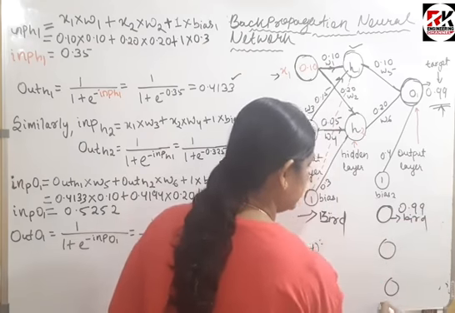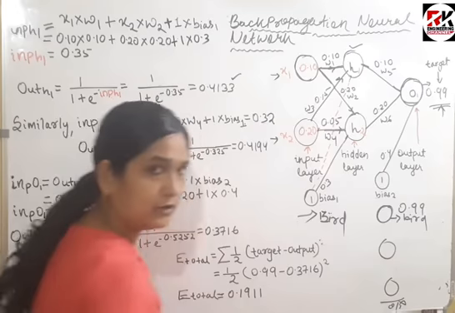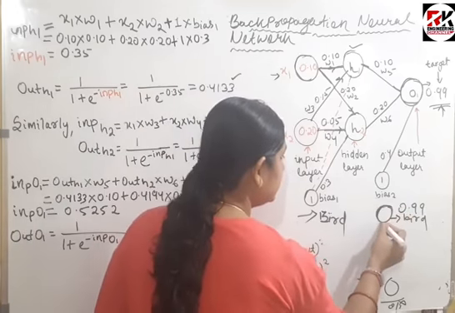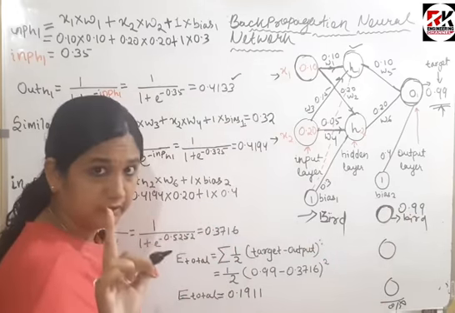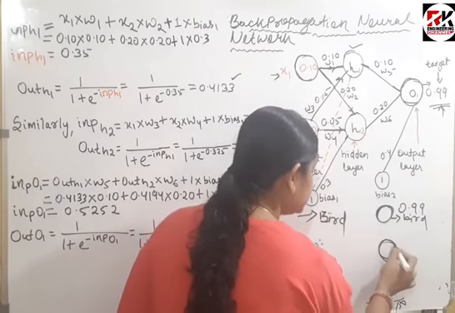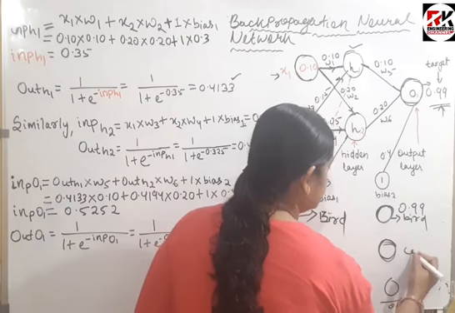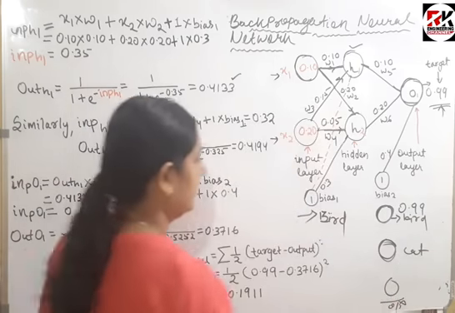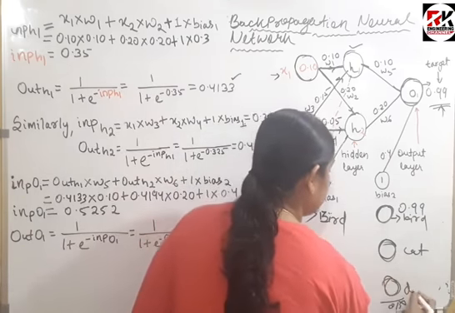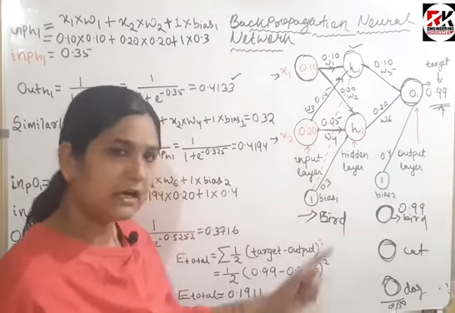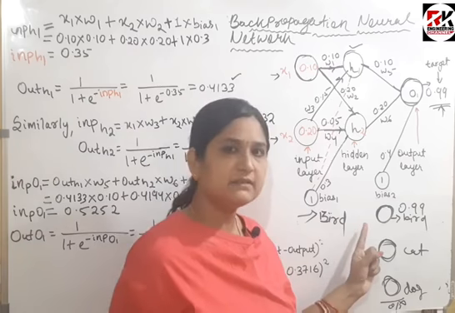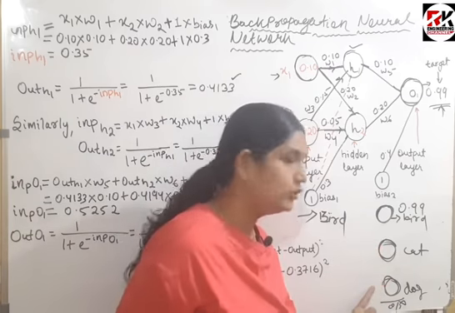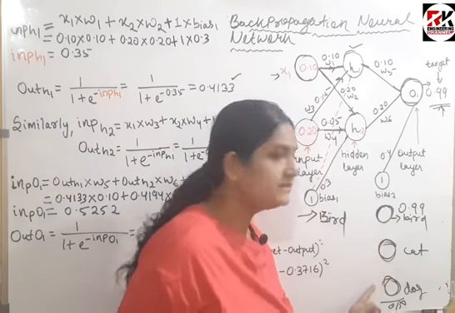This is the output layer. This node tells that it is 0.99% bird. This node tells it is cat. And this node tells it is dog. These are the three output nodes. The first tells me it's bird, the second cat, the third dog. Any of the three images can be fed.